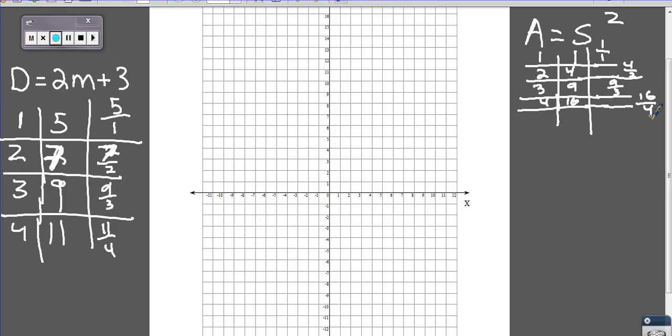No. 1, 2, 3, 4, not equal at all. That is not direct variation then. We can't reduce those down to an equal number.